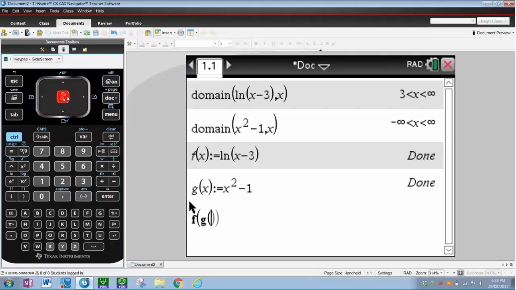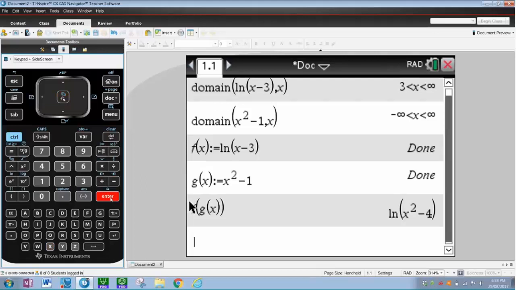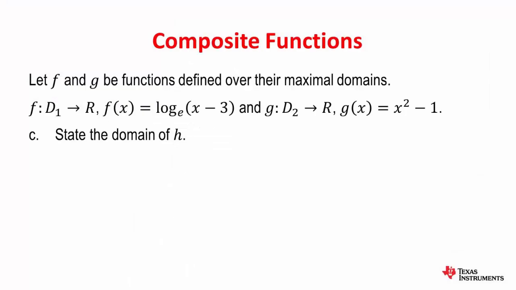So press var again, press g, press x, and hit enter, and the calculator has subbed in g of x into f of x to give us log e of x squared minus 4. So when you write this on your piece of paper, you would write h of x equals log e of x squared minus 4, and that completes part B. The next part is part C, where we're looking at the domain of h. Now, when you look at the domain of h, which is a composite function, you must make sure that you understand the rules that apply when a composite function exists.